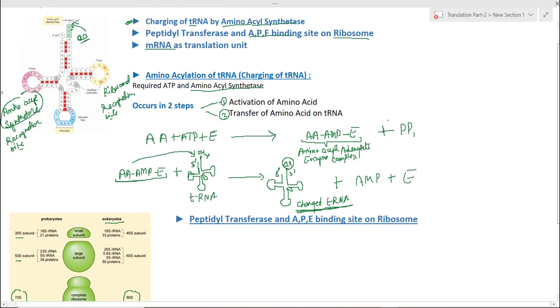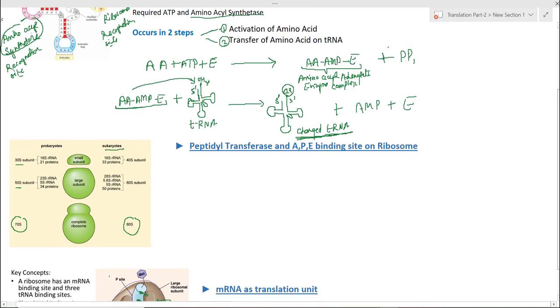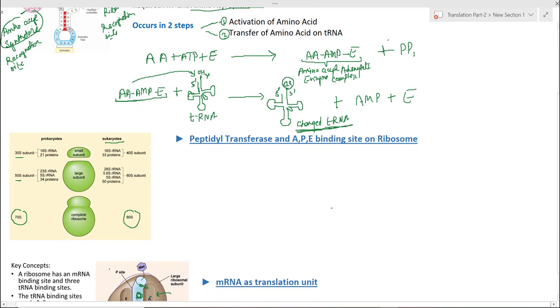Now we come to another topic, that is the ribosome. The ribosome is also a very important part of the translation machinery, and it has peptidyl transferase and different binding sites for tRNA. The translation we are discussing here is of prokaryotes. Prokaryotes have the 70S type of ribosome, and eukaryotes have the 80S type of ribosome.